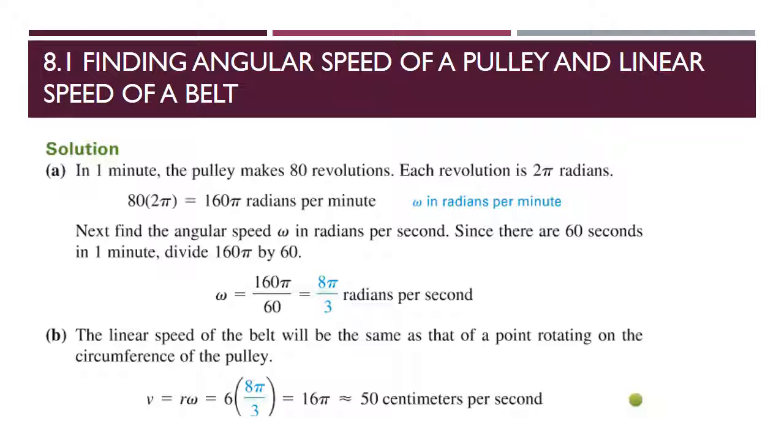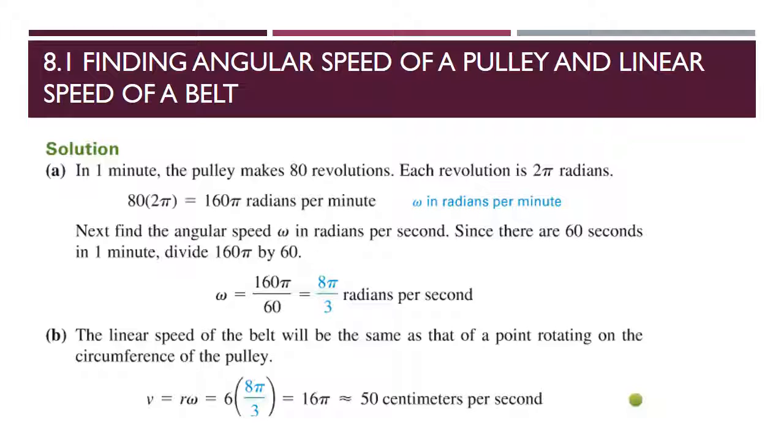Okay, so in 1 minute, the pulley makes 80 revolutions, and a revolution is 2 pi radians. So 80 times 2 pi means it's going 160 pi radians per minute. Now that is the angular speed in radians per minute, but what they wanted was radians per second. So we need to figure out how many seconds are in a minute, which hopefully you know is 60, and we're going to divide 160 pi by 60. That gives us 8 pi over 3 radians per second for our angular speed.